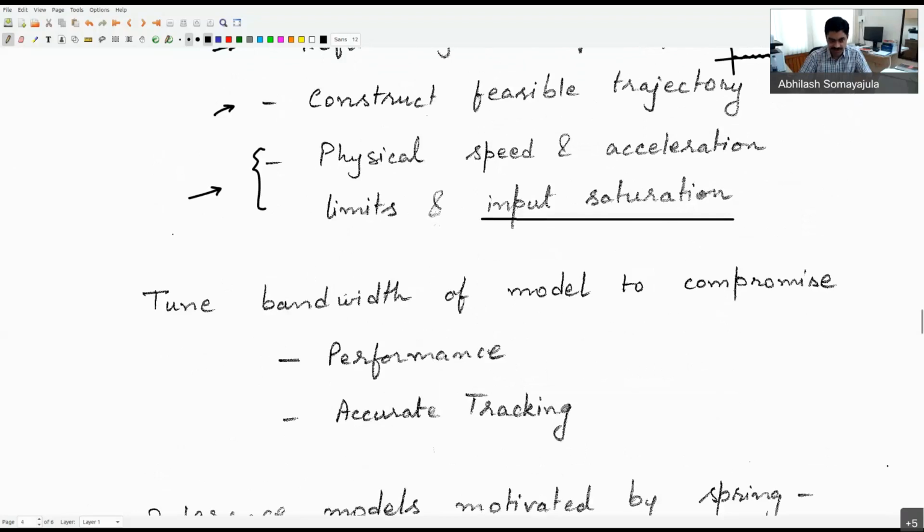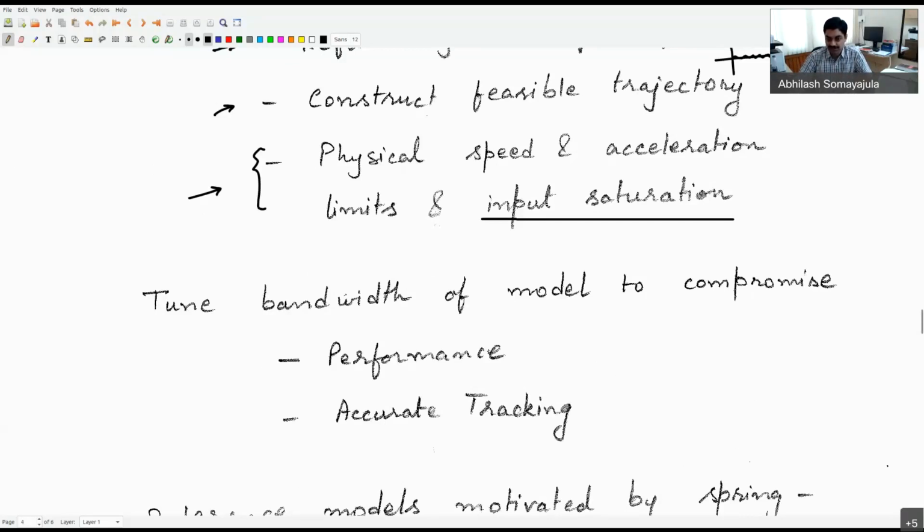Typically what we do is tune the bandwidth of the model to make a compromise between performance and tracking. Here I have come up with three new terms which you may not be familiar with. The first thing is what is the bandwidth, next what is performance, and what is accurate tracking. Maybe the latter is relatively easy to understand. So let's talk about them first.